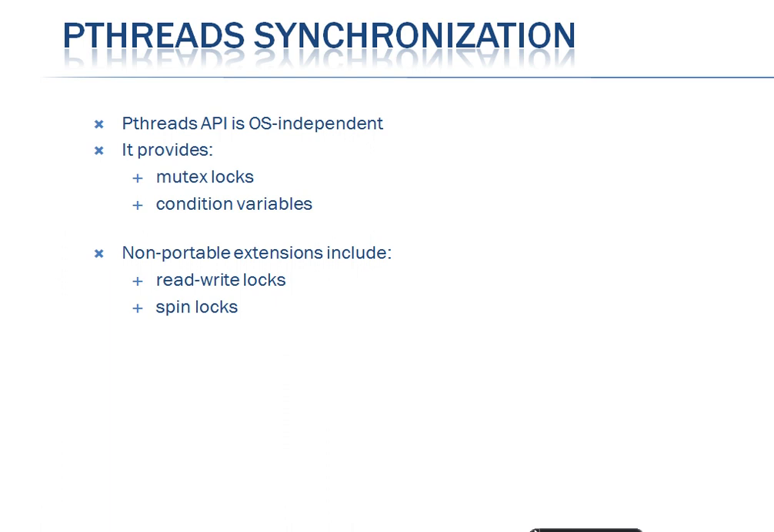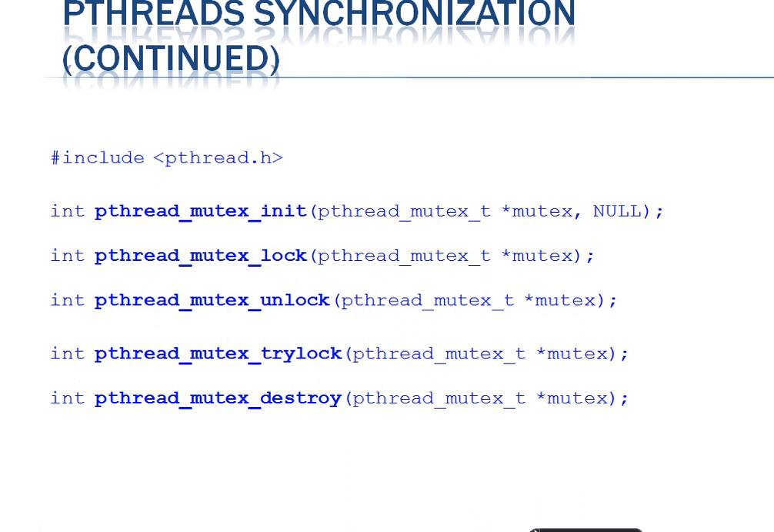In Pthreads synchronization, the API is operating system independent, and it provides mutex locks and condition variables. Non-portable extensions include read-write locks and spin locks. Now this is again a continuation of Pthreads.